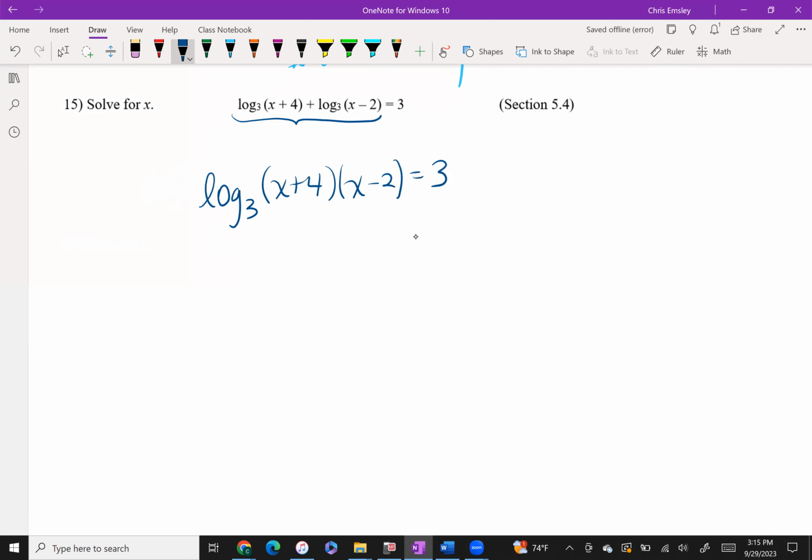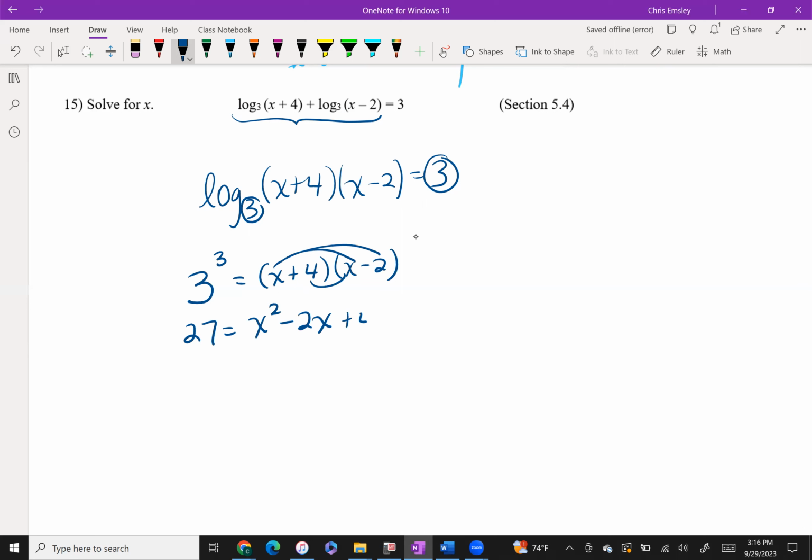Once we have a single logarithm on the left, we then want to use the definition of logarithm, which is take the base 3, raise it to the answer, the exponent of 3, and set that equal to your argument. 3 to the third is 27. We can calculate that. Use your calculator if you're not sure. And we do need to go ahead and FOIL this out, multiply out on the other side. We get an x squared, we get a minus 2x, a plus 4x, and a minus 8.